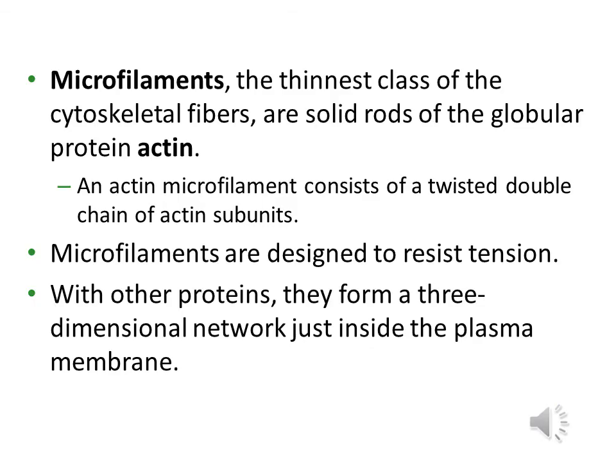Then coming to the microfilaments, they are the thinnest class of cytoskeletal fibers and are solid rods of globular protein called actin. Actin makes the microfilaments. An actin microfilament consists of a twisted double chain of actin subunits. Actin filament mainly consists of 2 chains which are twisted around each other. The microfilaments are designed to resist tension. With other proteins, they form a 3-dimensional network just inside the plasma membrane.